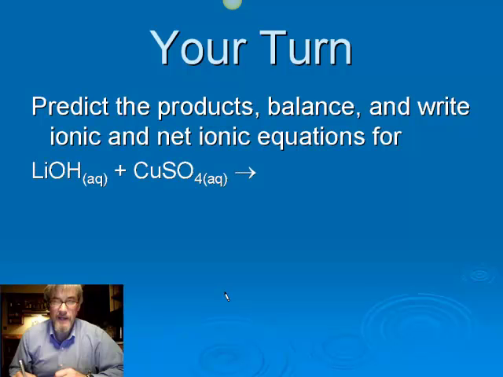Couple more. Give this a try and come back for the answer in a bit.